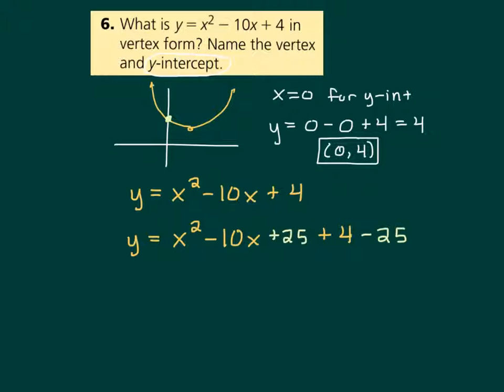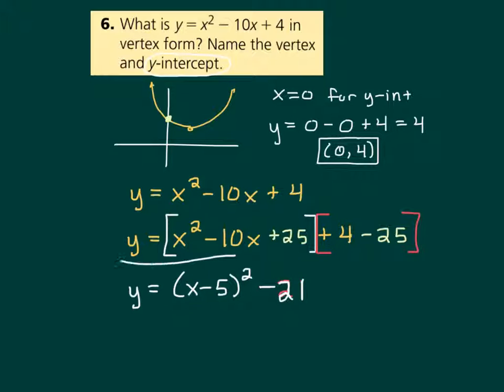So what's the point? The point is I can now look at this part, right? That part I can rewrite as x minus 5 squared. I can then look at this part. That is minus 21, which I will trace over in white so you can actually see it. Minus 21, and voila, we have the vertex form.